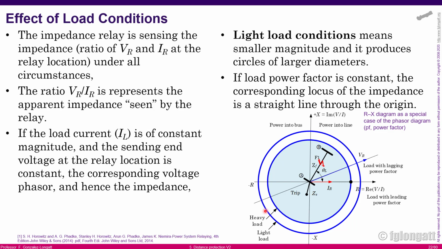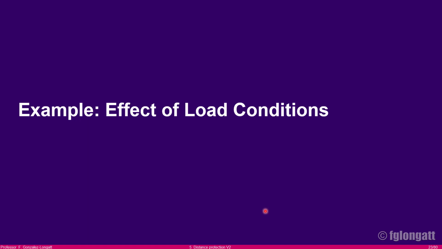During emergency conditions, the current in the transmission line could be bigger than the normal load current, and that can create some impedance seen by the relay that could be smaller. We need to be sure that the relay identifies those relatively medium to small impedances as normal conditions, and not as a short circuit.